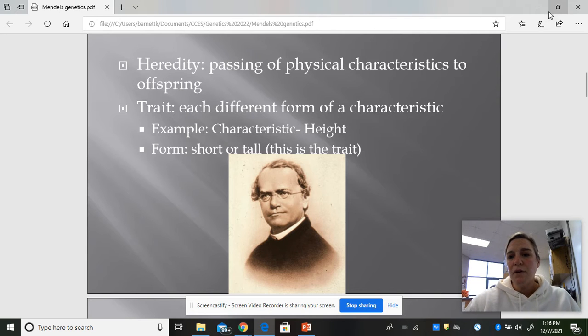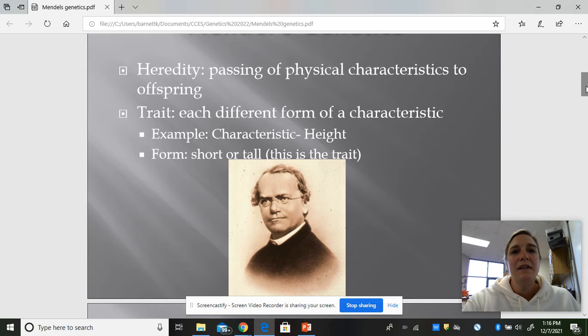So the first word that I want us to look at is heredity. So this is just the passing on of physical characteristics to offspring. And then we have the word trait. Trait is each different form of a particular characteristic. So an example is if the characteristic is height, then the different forms of height are short and tall. This is the trait, like the tall gene or the short gene. Now, height in humans is much more complicated than this.